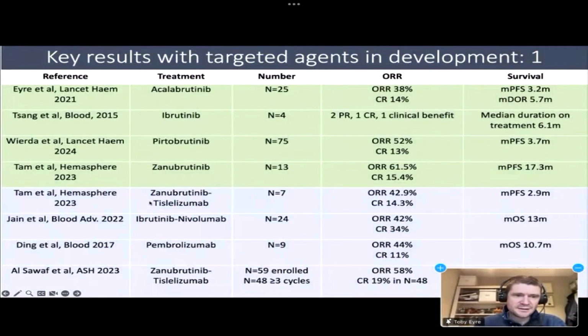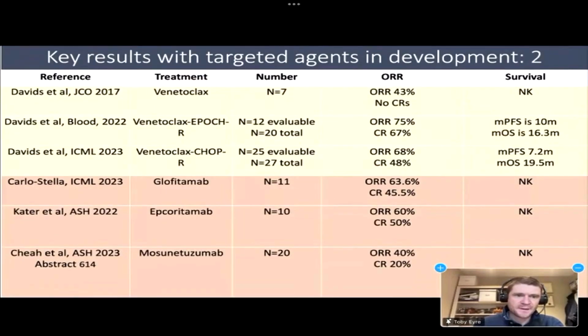Well, we have seen interesting data with BTK inhibitors and PD-1 inhibitors. And again, I'll talk a little bit more about the RT1 study because that has demonstrated some quite interesting results with, again, some durable responses seen in some patients.